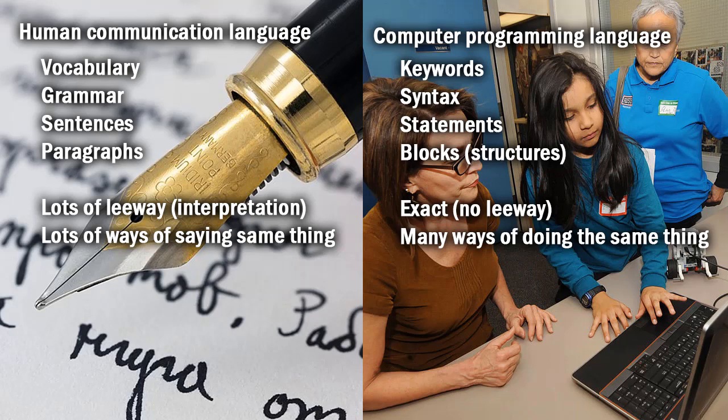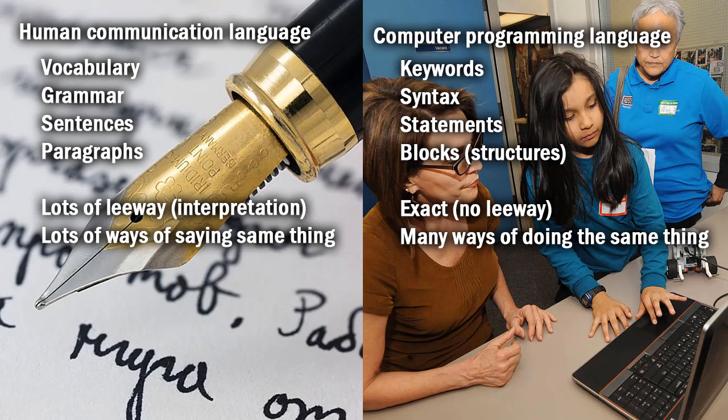So if we leave out a comma somewhere, or we forget to put a quote, or we put an extra quote, we're going to get errors because it doesn't match what the computer's expecting in terms of that exact syntax and exact statements. However, just as there's lots of ways of saying the same thing in a human communication language, there are many ways of doing the same thing in a programming language.